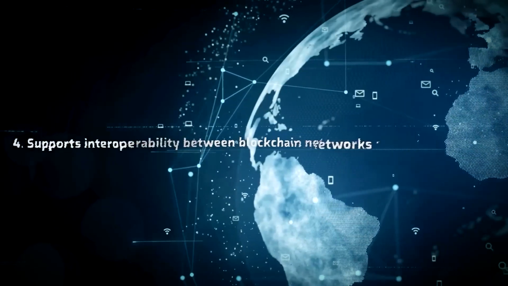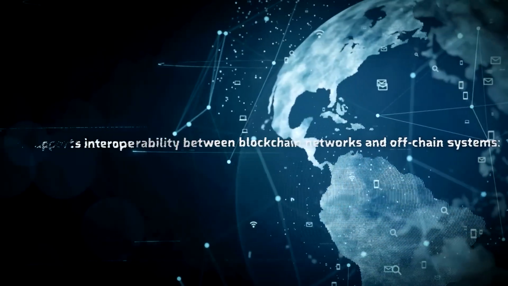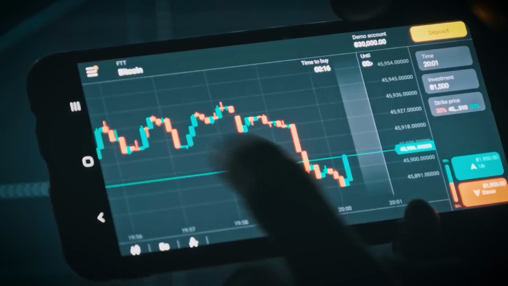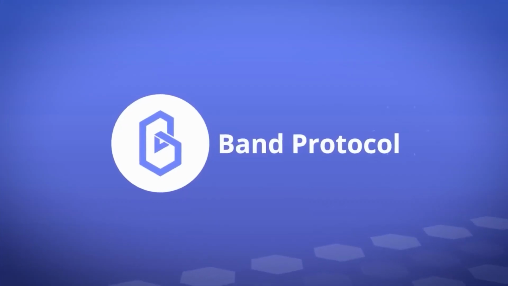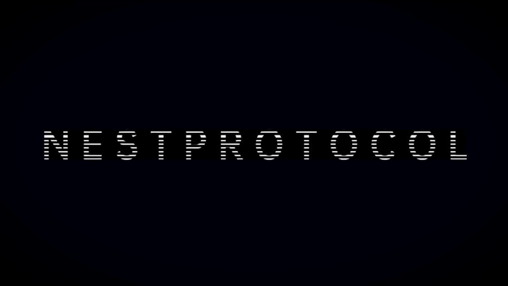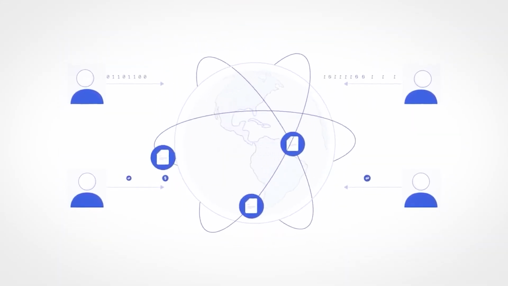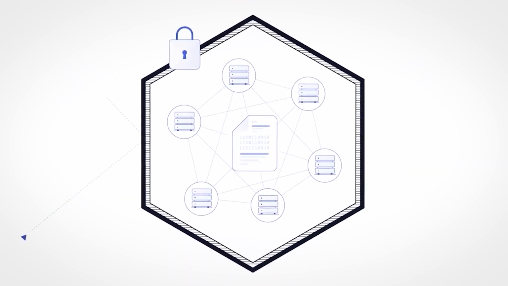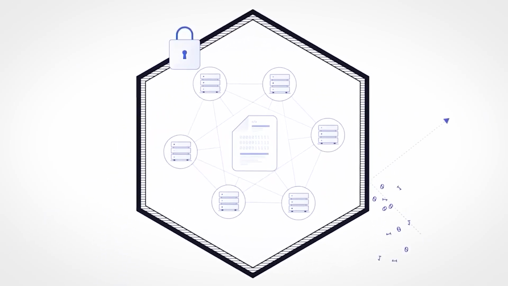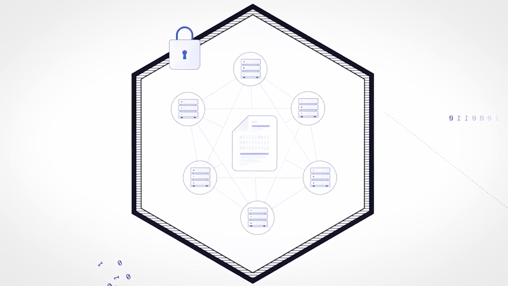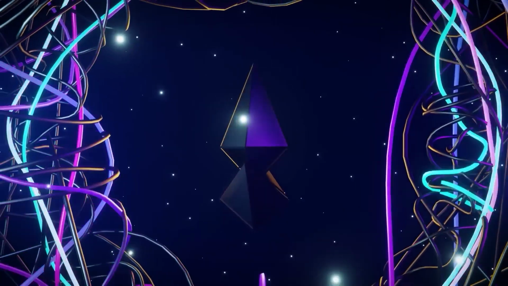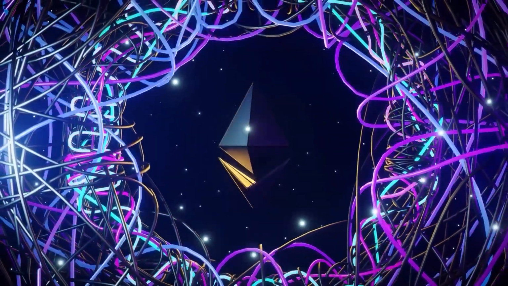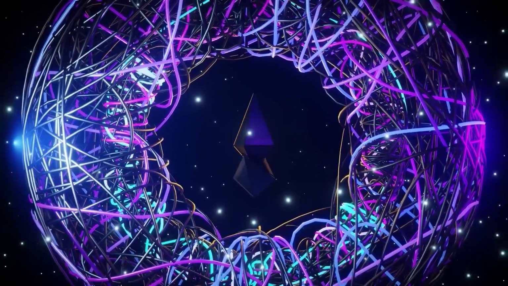Number 4. Supports interoperability between blockchain networks and off-chain systems. Chainlink is not the only kind of coin available on the market. There are lots of competitors to it, such as Band Protocol, UMA, Nest Protocol, API3, and more. However, what makes it unique from others is its ability to support interoperability between different blockchain networks and off-chain systems that can facilitate the integration of blockchain technology into existing systems. For example, a smart contract on the Ethereum network could use Chainlink to access data from a data provider that operates on a different blockchain network.